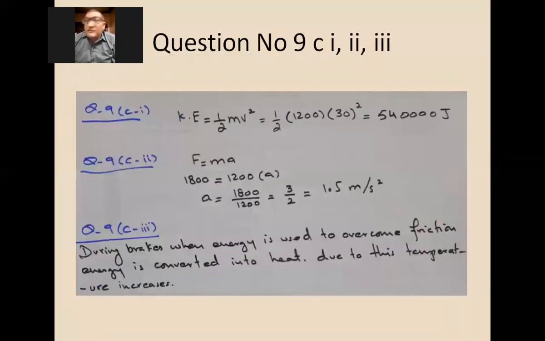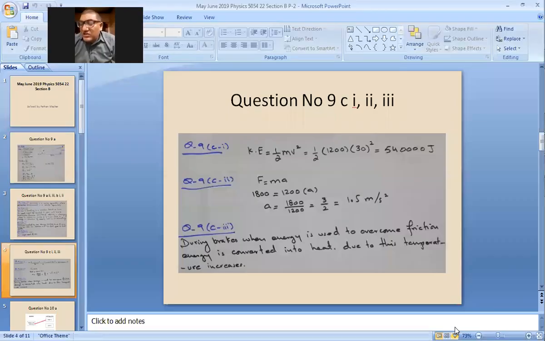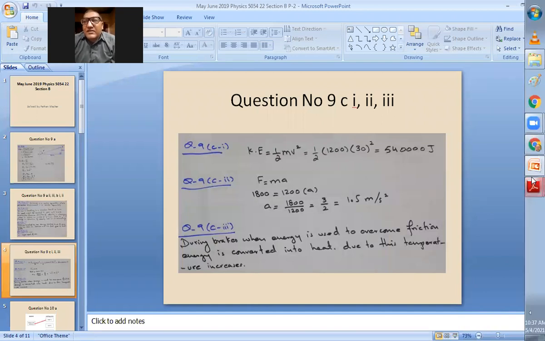Okay. So on your screen, you can see question number 9C, first part, kinetic energy is equal to 1/2 mv square, equals 1 by 2 into 1200 into 30 square. So you put this in the calculator, it will be 540,000 joules. And the next numerical, we will check the marking scheme later. Let's first go to the next part.